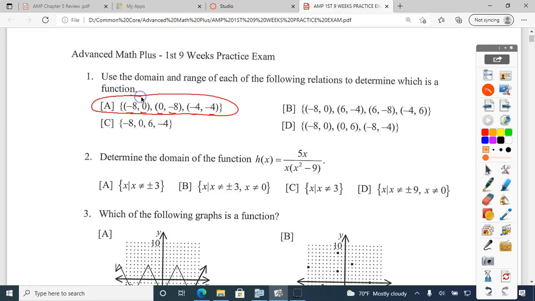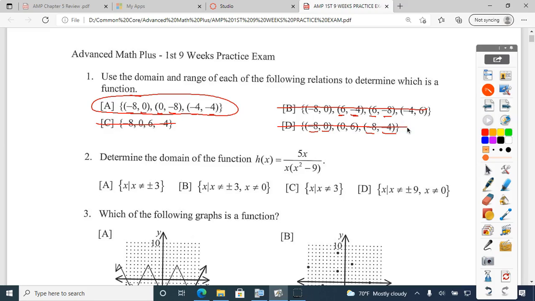A is correct. C is not correct because they're not ordered pairs. B is not correct because you have 6 going to -4, and then 6 going to -8. It can't go to two different things, so it can't be B. And then D, same thing: -8 going to 0, and then -8 going to -4. That cannot be a function.